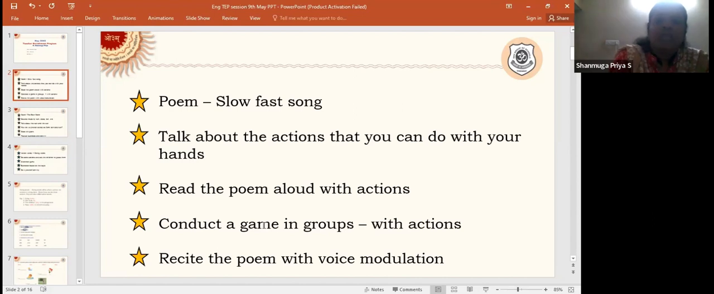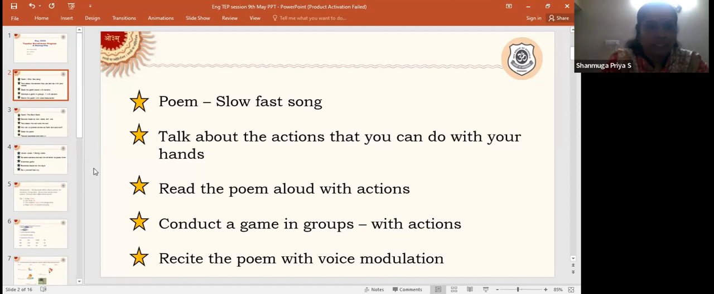We can sing, and as soon as they complete the first stanza, they should stop, and the B row can start with the second stanza. Likewise, C and D rows can do it, and we can repeat it, doing this game too. So they would really enjoy it.